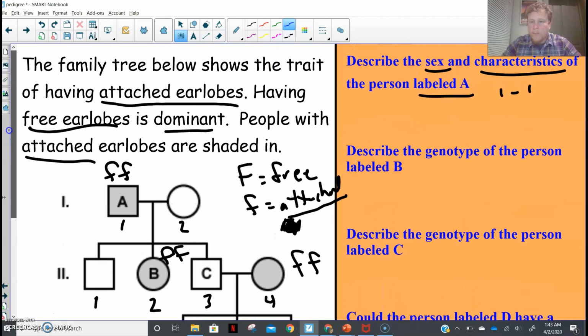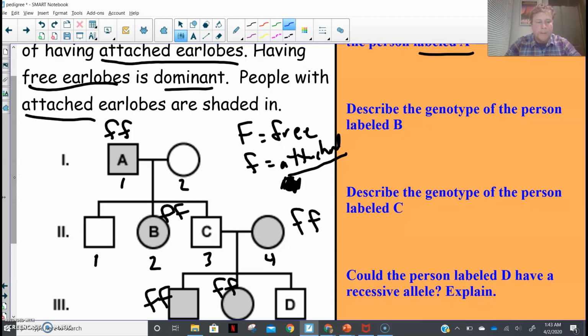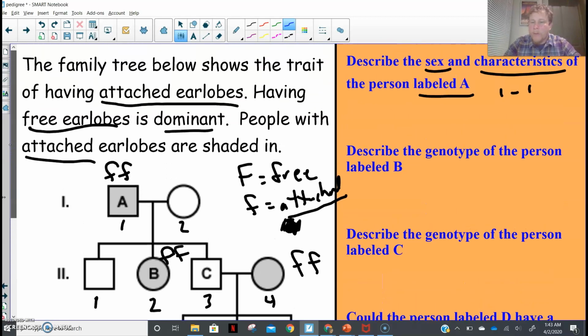So, what is the sex and characteristics of person labeled A? Well, A is a box. So what gender is that? A box is a male. Okay. So what is the characteristic of that person? Well, the characteristic, since they're shaded in, is attached.